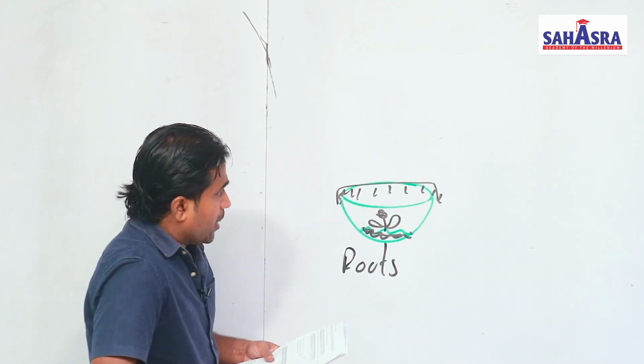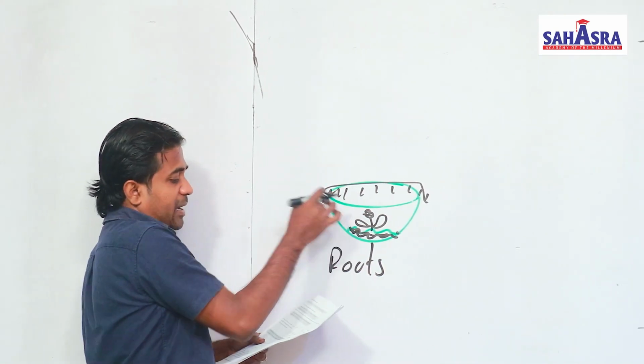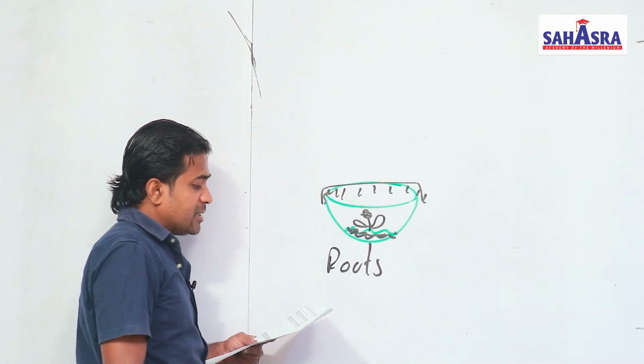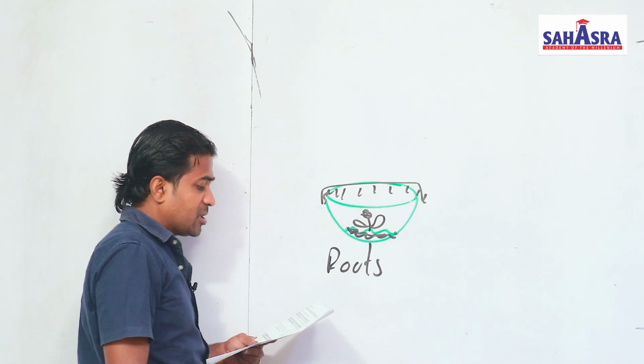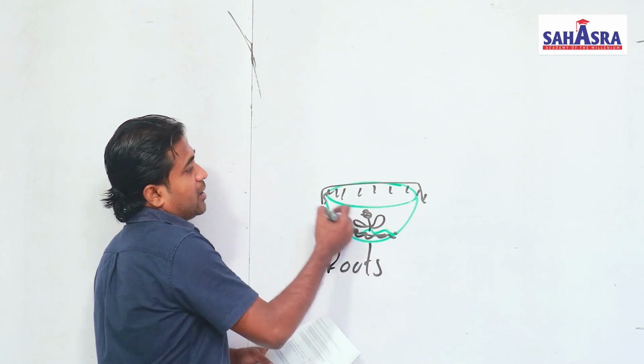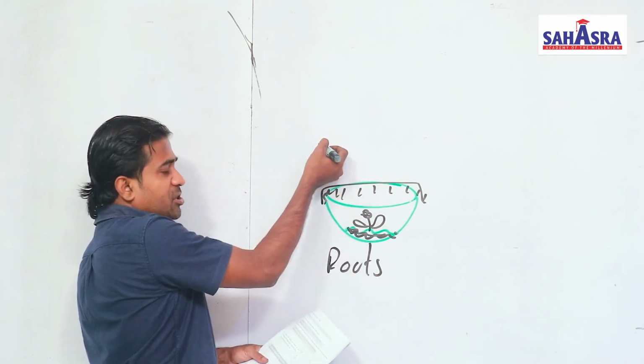B. In the mini garden, water changes to water vapor. What is the scientific name for the process in which water changes into water vapor?